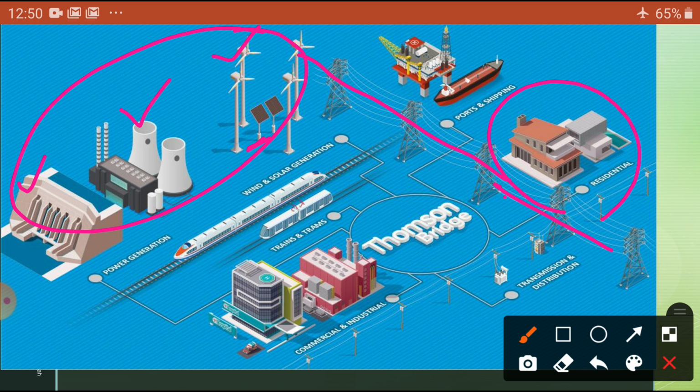At the same time, we use it in commercial and industrial settings. Not only commercial, sometimes we use it in agriculture also. It can be used for transportation, in train transportation, and sometimes we can use it for charging purposes in the shipyards.